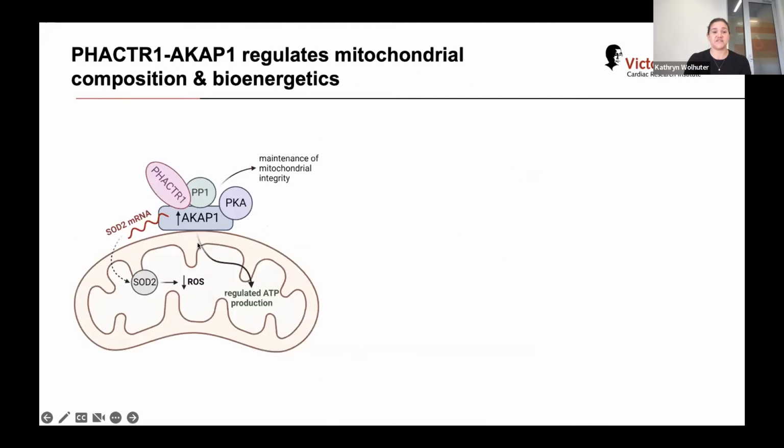And what would the impact of that be? Well, when we have these stable complexes where factor 1 is expressed or even has increased expression, we have the ability to maintain this mitochondrial integrity, as well as stabilize superoxide dismutase, increasing its production within the mitochondria, thus reducing mitochondrial ROS. But also we know that this complex is involved in the regulation of ATP production.